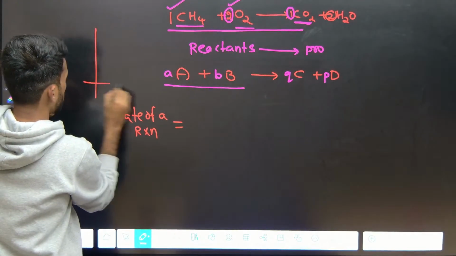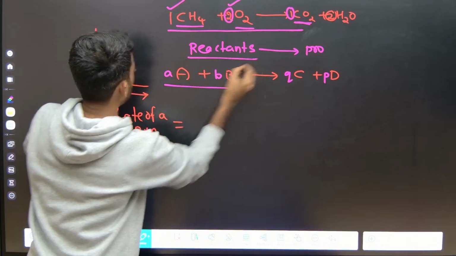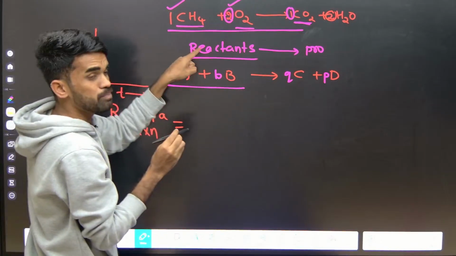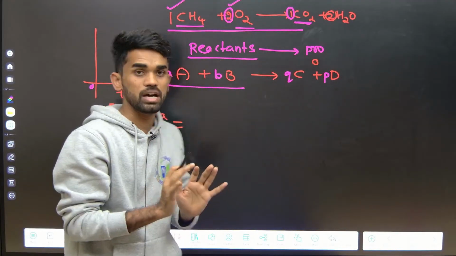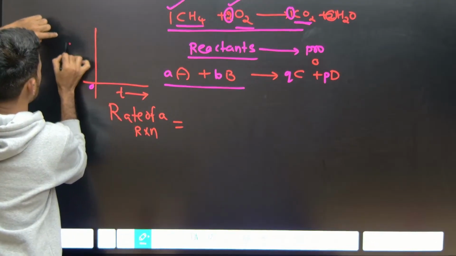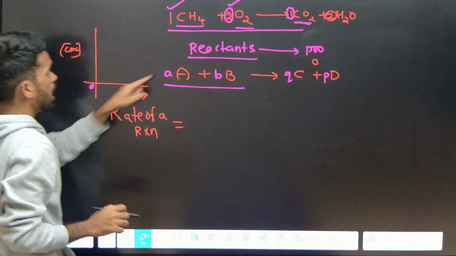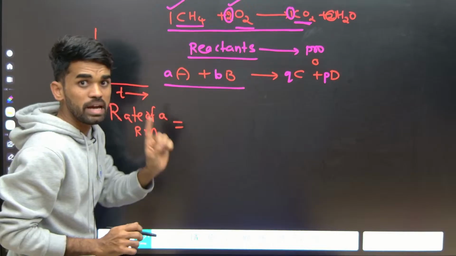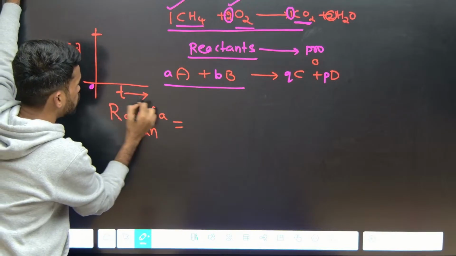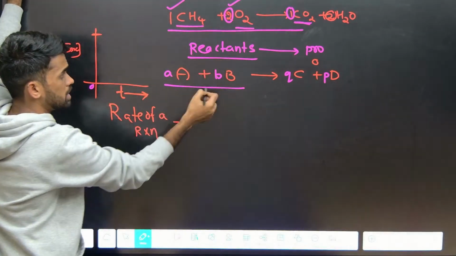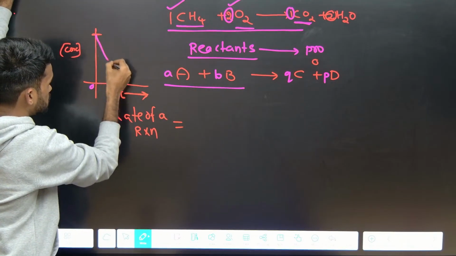I am drawing a graph here. As time goes on, what happens? Initially, at time t0, the reactant concentration will be maximum and the product concentration will be 0, at the beginning of the reaction. The y-axis indicates concentration. Since the reactant concentration is maximum at the beginning, you should start your graph from here. As time goes on, the concentration of this reactant decreases, because it is converting into product, so you get a graph something like this.